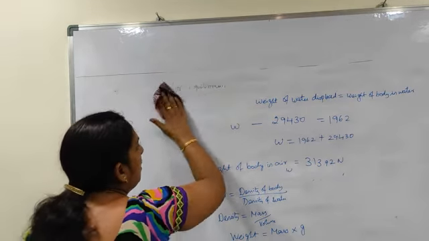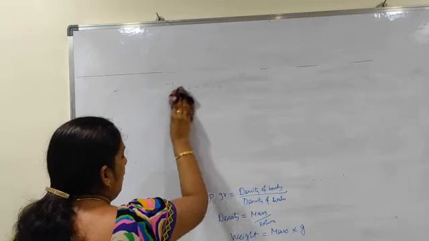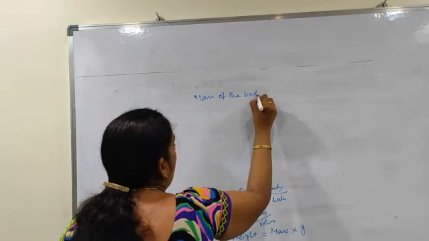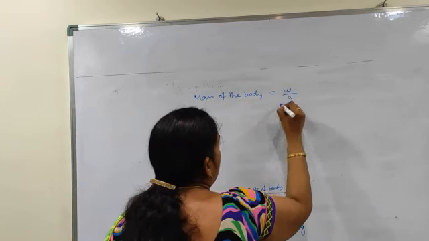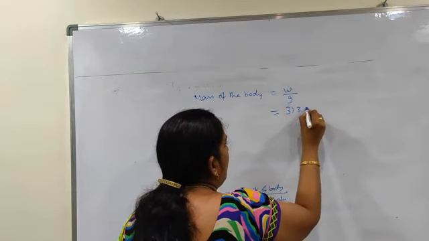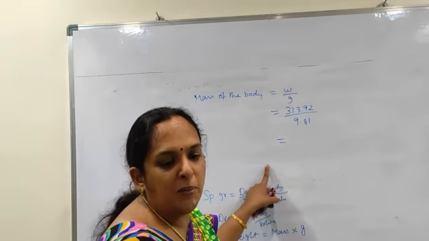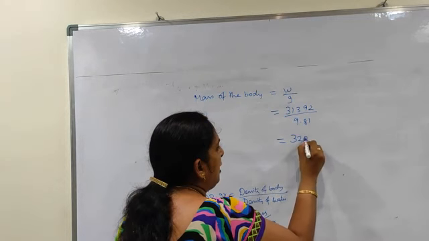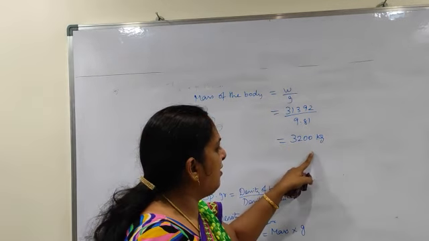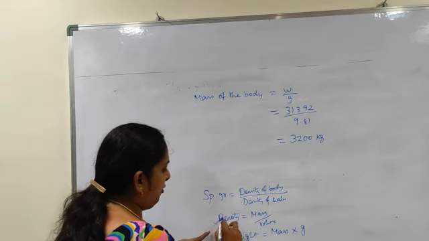So the mass of the body is the weight of the body in air by g. The weight of the body in air, we just now found, is 31392. 31392 divided by 9.81. So this is my mass of the body. The mass of the body I am getting here is 3200 kg. So I have just divided by the acceleration due to gravity and got the value of 3200 kg. Mass is known. Now I have to find out the density.